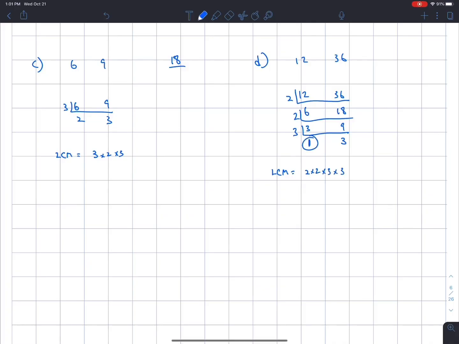I don't need to times the 1. Anything times 1 is still itself. So 2 times 2 is 4. 4 times 3 is 12. 12 times 3 is 36. So 36 would be the lowest common multiple.